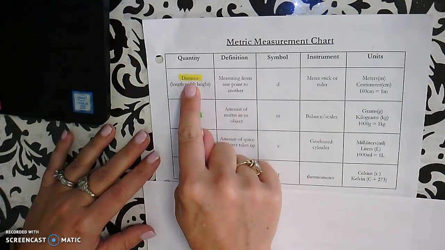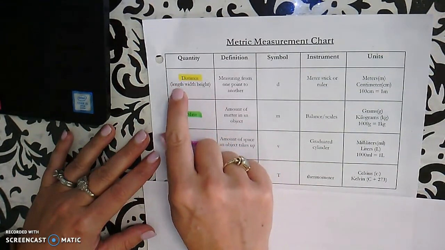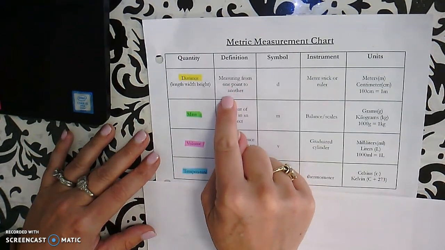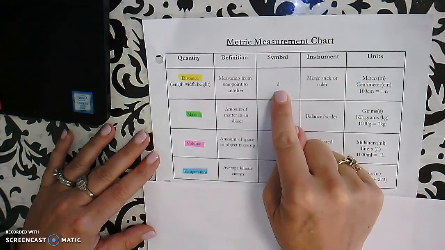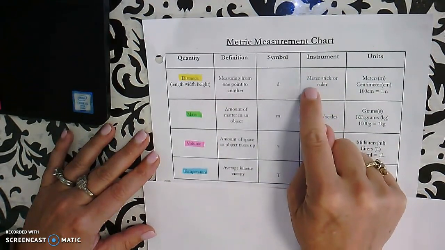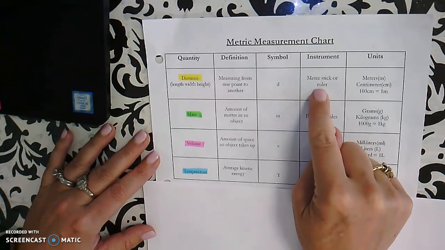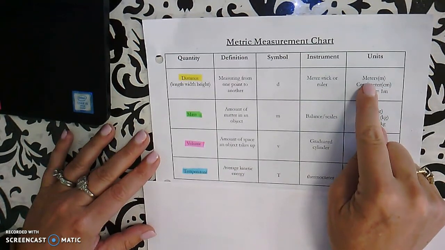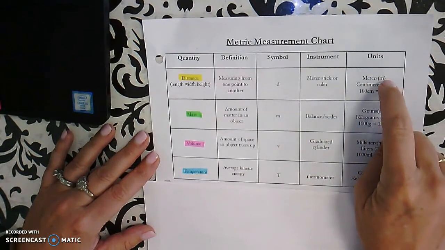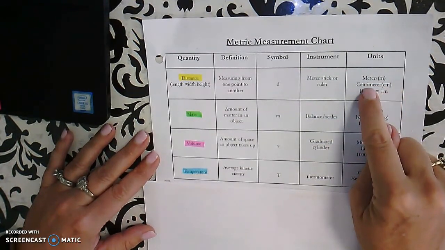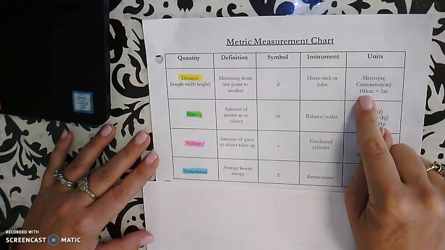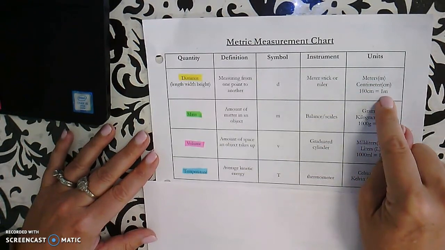Our first term is distance, and distance can pertain to length, width, and height. It is measuring from one point to another. The symbol is a lowercase d. The instrument that we use is a meter stick or a ruler, and we'll be looking at both of those in a moment. And the units that we use are meters. That's our base unit for distance or length, and it's a lowercase m. It can also be a centimeter, lowercase cm, and remember that 100 centimeters equals 1 meter.